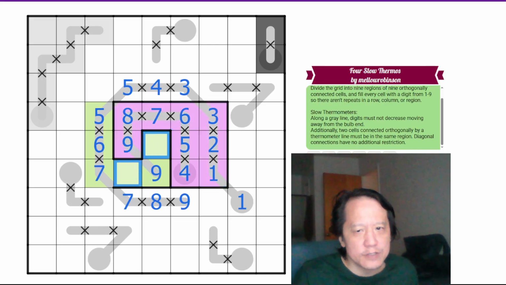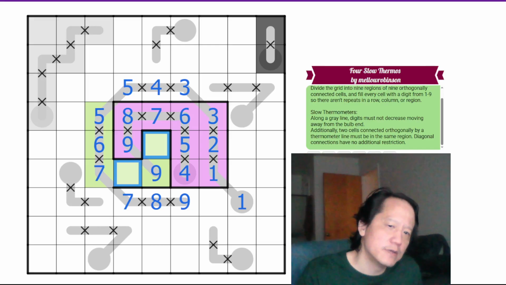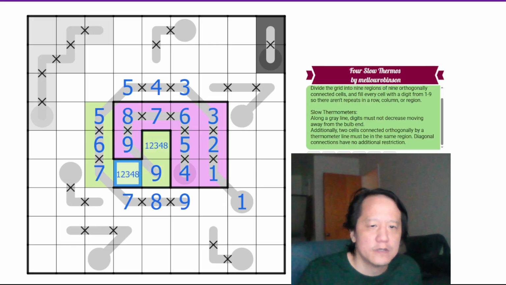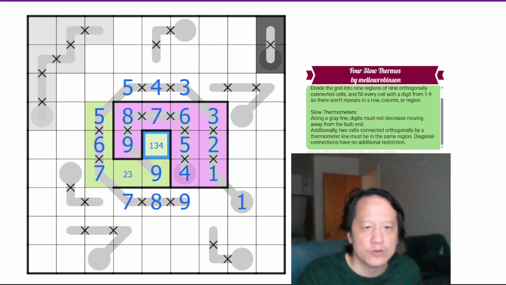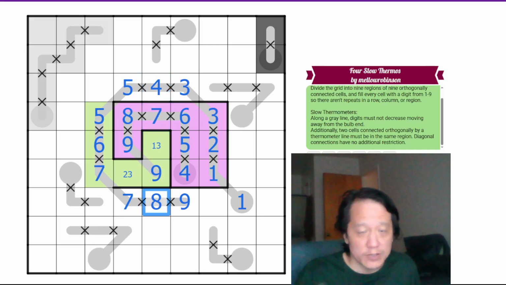Remaining digits in the green region have to be 1, 2, 3, 4, and 8. No 1, 4, or 8 here because of 1, 4 in the row, 8 in the column. No 8 or 2 here because of 2 in the row, or 4 because 4 in the column and 8 in the column and 2 in the row. So this is 7, 8, and 9.